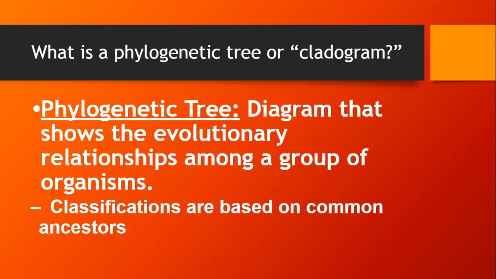A phylogenetic tree is a diagram that shows evolutionary relationships among a group of organisms. We classify them based on common ancestors, not just how they look or what they do, but on common ancestors.